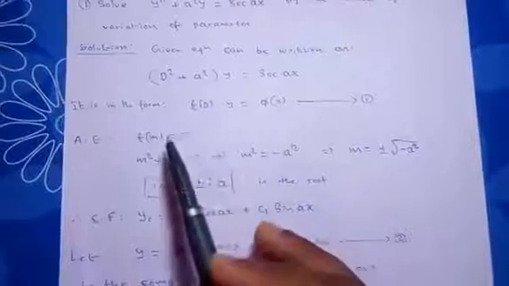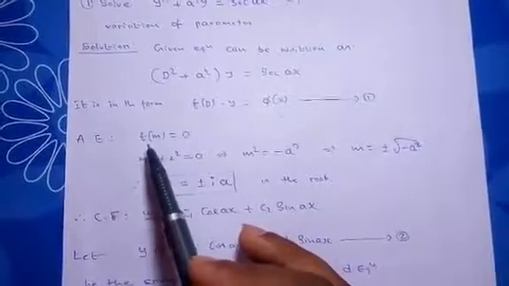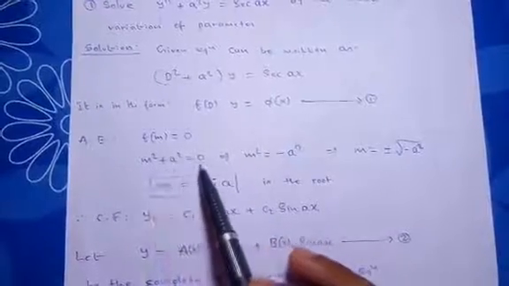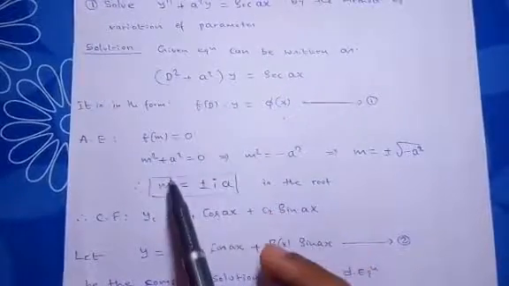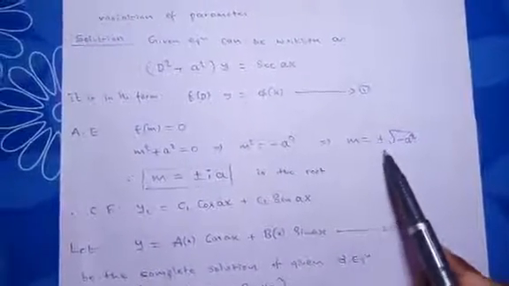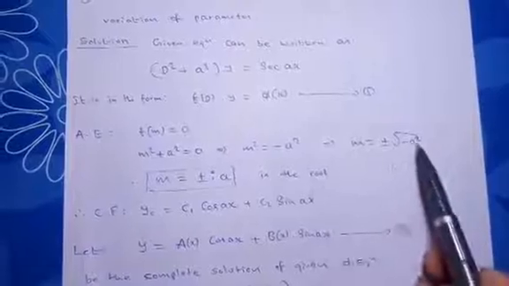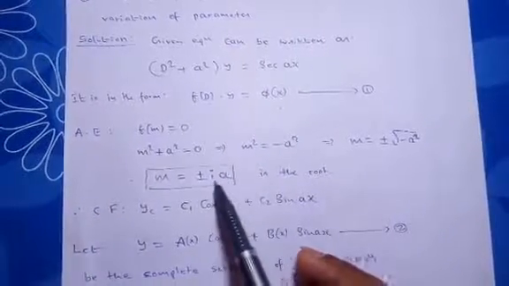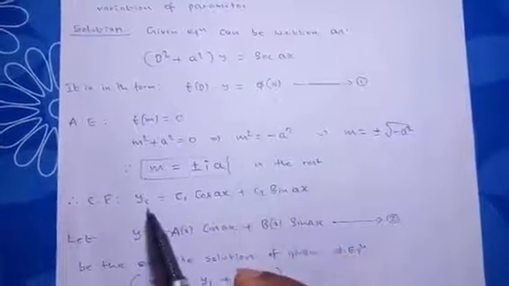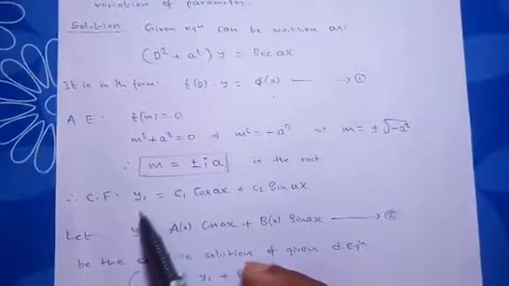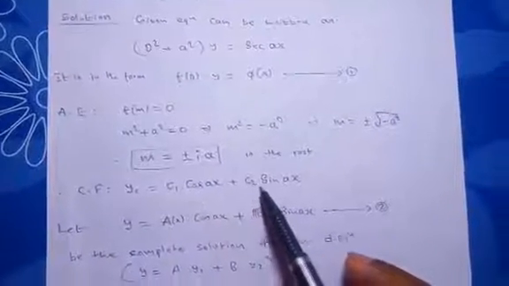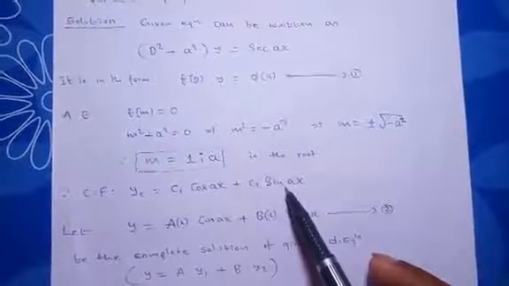So first we have to find the complementary function. For that, the auxiliary equation f of m equals 0: m square plus a square equals 0, just by replacing D by m, and find the roots. Roots are m equals plus or minus square root of minus a square. It becomes plus or minus i into a. This is a complex root. Therefore, the complementary function becomes yc equals c1 cos ax plus c2 sin ax.